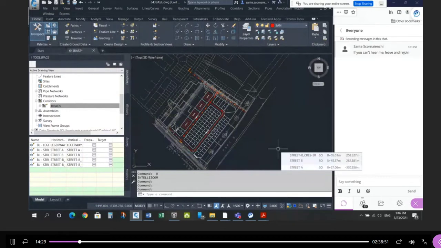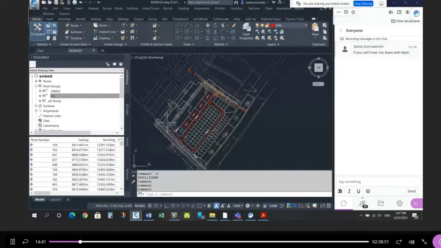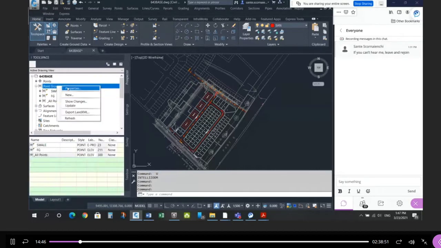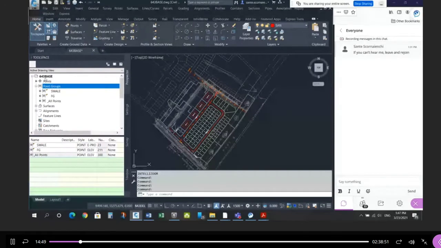The next part, I believe, was the grading. I started to look at the grading. You should have had, and I'll show you mine, if you go to the point groups, you should have an existing ground. Let me show you here, properties. You should have, whoops, I didn't do it, but I will right now.